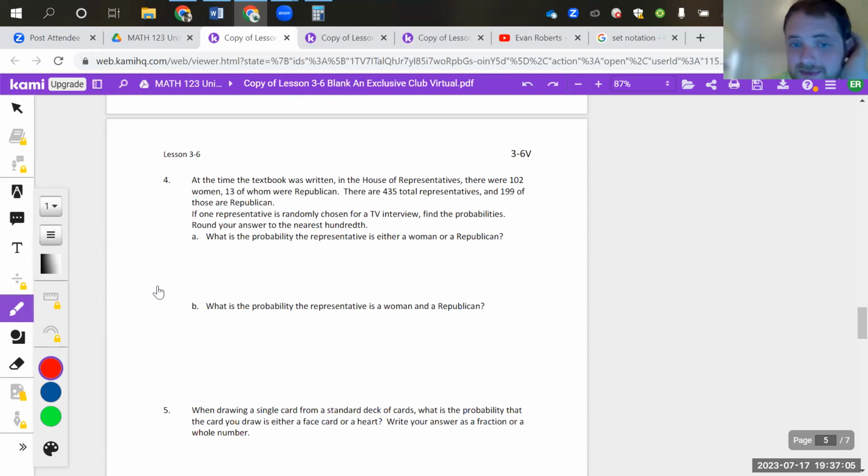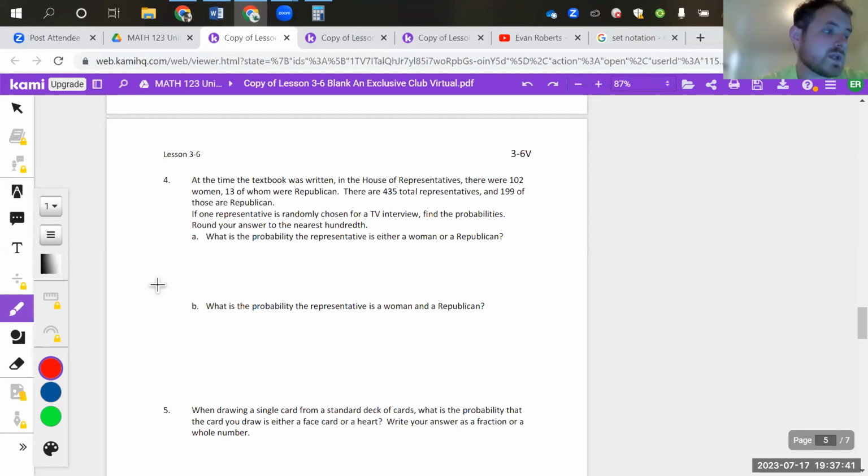Okay, so this is where we want to kind of trust the formula because we don't have a Venn diagram given to us. If we look at this, the House has 102 women, and 13 of them are Republican. There's a total of 435, and 199 of those are Republican. They're only choosing one of those for the interview. So what's the probability that the representative is either a woman or a Republican?